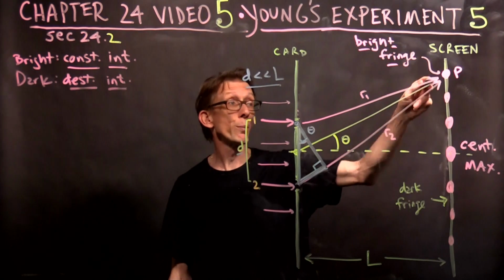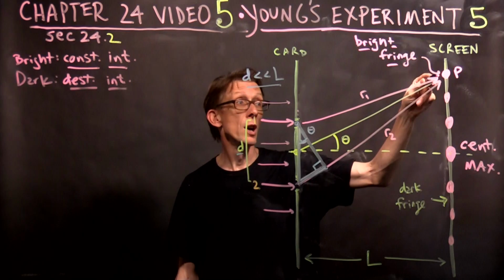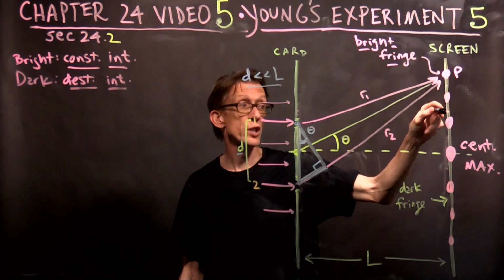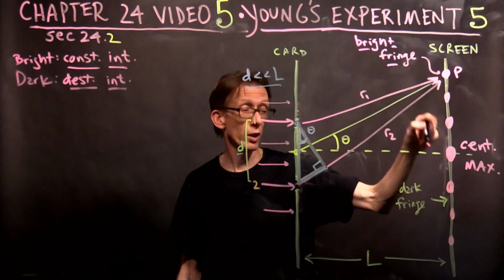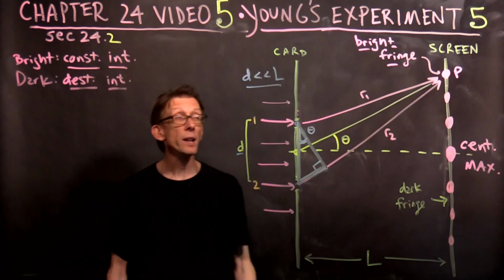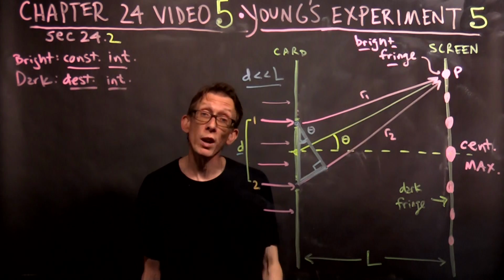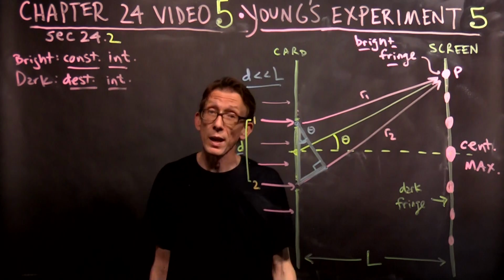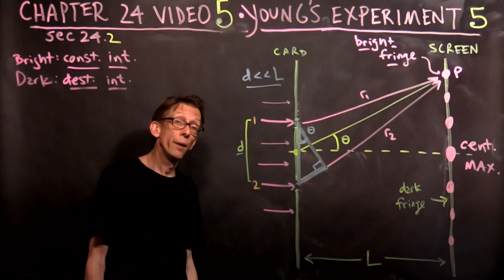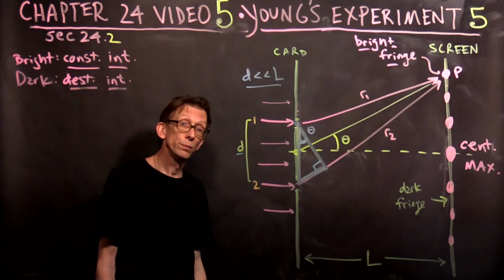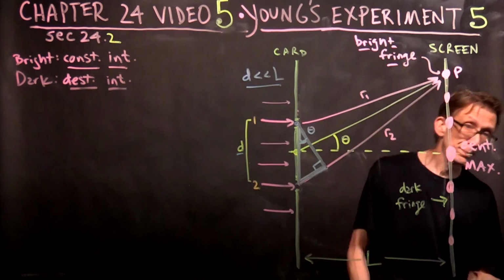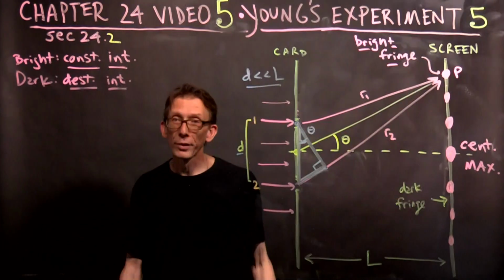There are alternating points as we move up and down the screen, alternating points of constructive, destructive, constructive, destructive, constructive, destructive, constructive, and so forth. So at point P, we have a situation of constructive interference. I put point P beside a bright fringe. So there's constructive interference going on there.